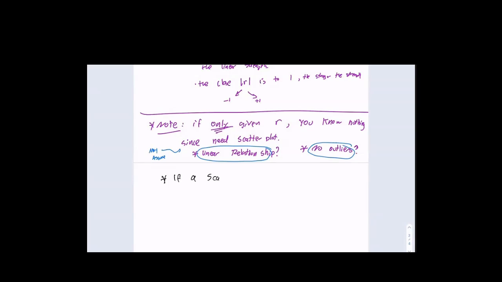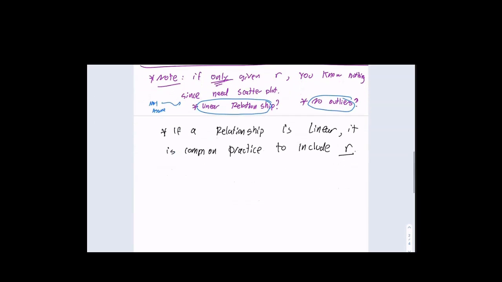If a scatter plot, if a relationship is linear, it is common practice to include the correlation coefficient R. Okay, so remember I told you, yesterday's lesson, that if there's an outlier, it's common practice to do what? If there's an outlier, what is it common practice to do?